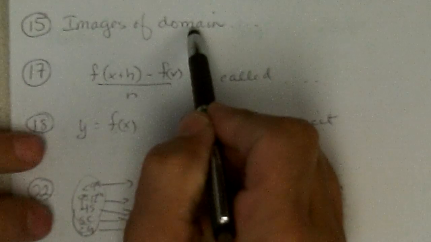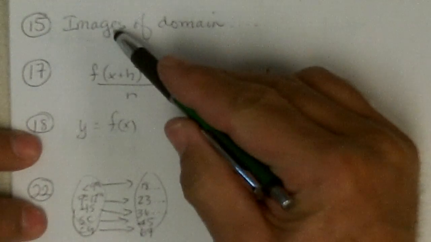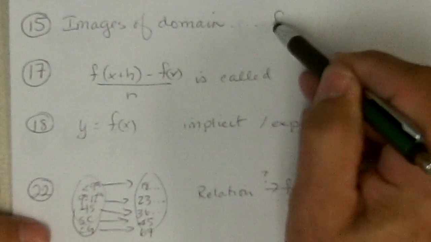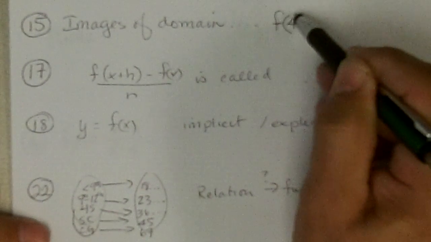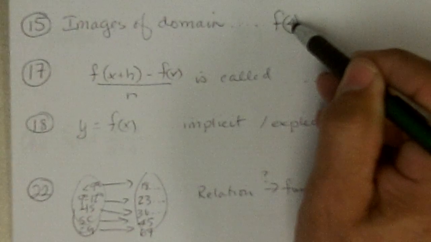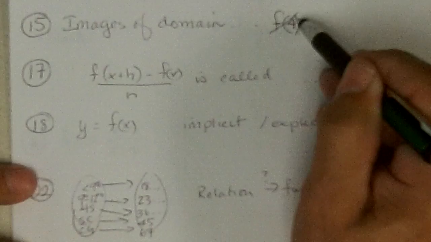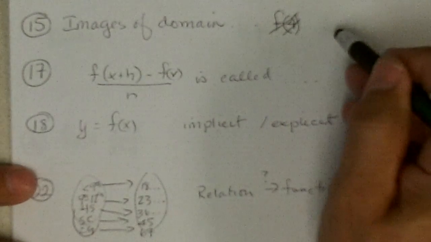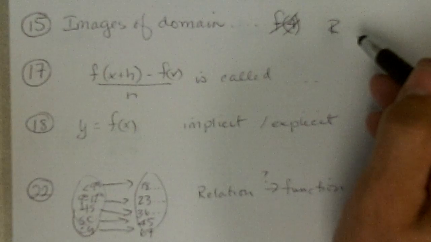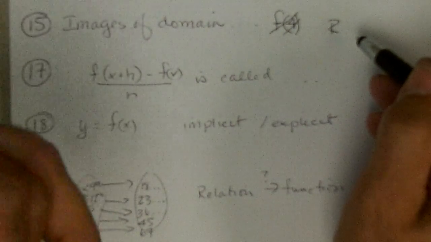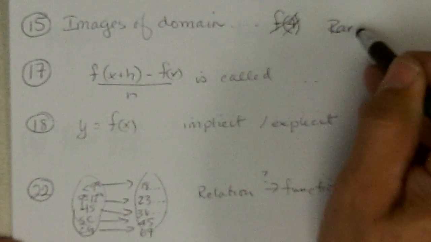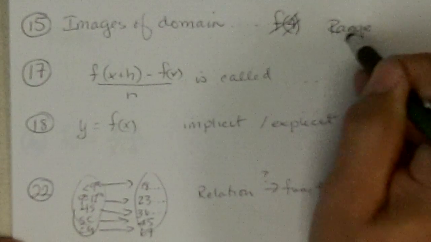Images of the domain. Images are what comes out. If you say, what's the image of 4? That's like saying, what is the y value when we plug 4 in for the x value? So the images of the domain are the range. What each domain element is mapped to is called its image. So we're getting the range values.